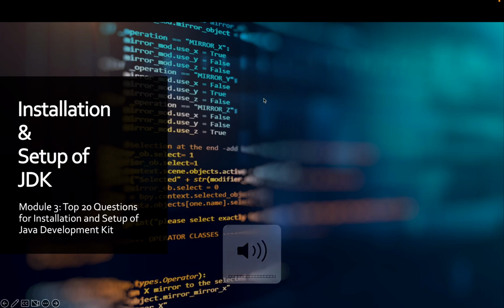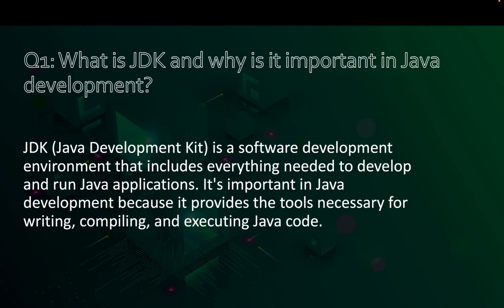In this module, we will talk about the top 20 questions for installation and setup of Java Development Kit. So let's get started with question number 1. What is JDK and why is it important in Java development? JDK or Java Development Kit is a software development environment that includes everything needed to develop and run Java applications. It's important in Java development because it provides the tools necessary for writing, compiling, and executing Java code.